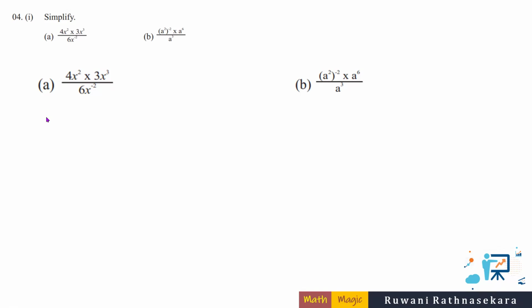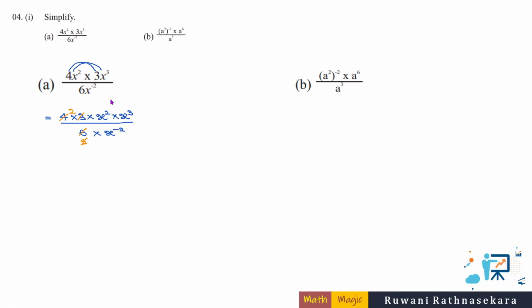Firstly, when you get powers including numerals, separate the numbers from the algebraic powers, where you get 4 times 3 into x squared times x to the power 3 divided by 6 times x to the power minus 2. Firstly, you simplify the numerals, where you get 3 times 2, 2 times 2. 2 is the only numeral that remains.